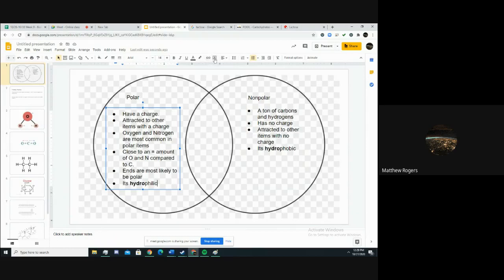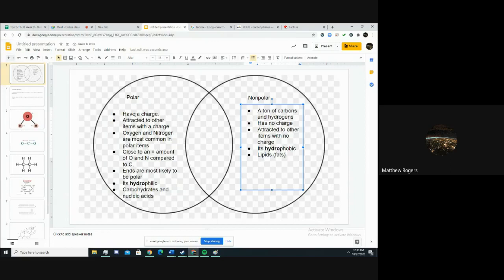Now, we're going to add one more big thing because this is going to kind of help us. Polar things are carbohydrates and nucleic acids like DNA. We're going to talk about those things this week. And nonpolar things are like lipids, or the more famous name for lipids that you guys probably are more familiar with is fats. Okay, polar, nonpolar.